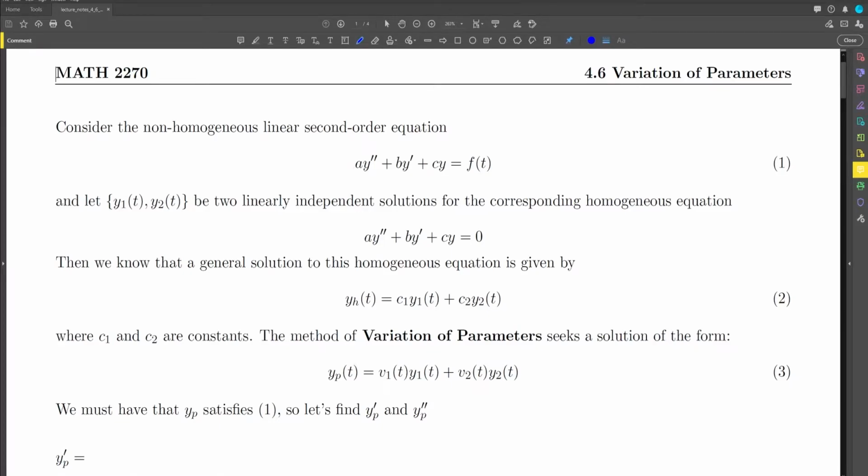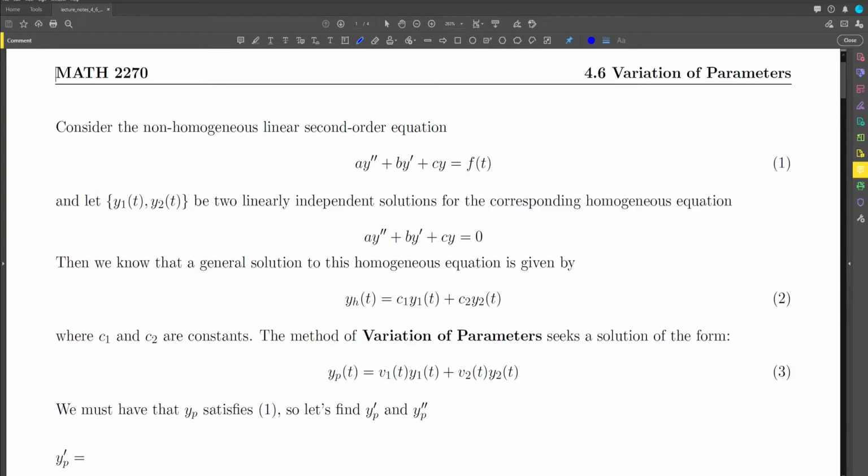In this section, I will talk about the method of variation of parameters. It's another method to solve non-homogeneous linear second-order equations. So let's consider this non-homogeneous linear second-order equation: a y double prime plus b y prime plus c y equals a function f of t.